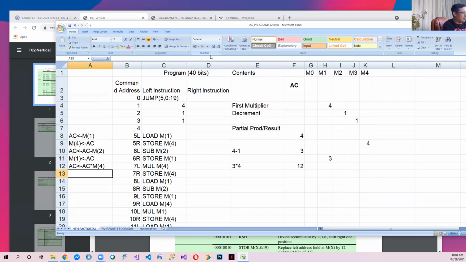So store M4 means M4 receives the value of AC. Okay, we have done this before. Nandito 5R. We'll just repeat this. Store M4, so 12 will now be stored here. Do you follow, everyone? No?